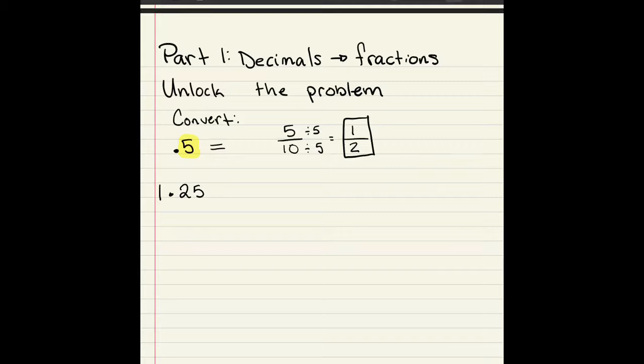Now let's do it for 1.25. I have my whole number, which is in front of the decimal. Our decimal's here, and we have a 1 in front. So our whole number is not going to change. It's going to stay the same. Then we see that we have a 2 in the tenths place and a 5 in the hundredths place. So we have 25 hundredths.